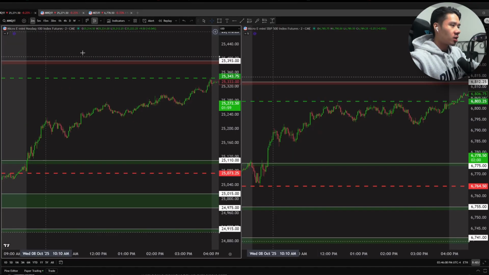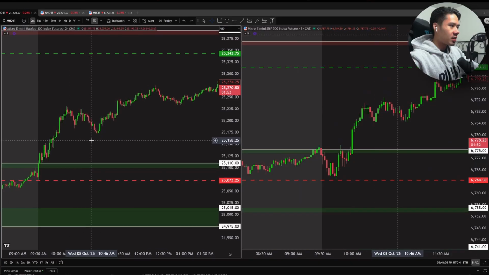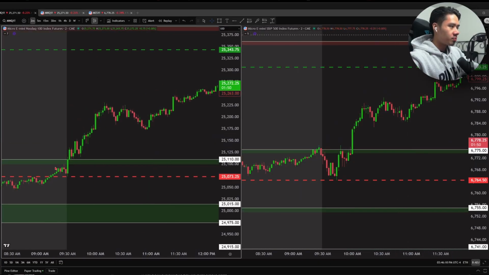When I go back to the 2-minute chart, this is exactly what I saw. The Nasdaq just broke above the pre-market high right there. That was my level, and then it just gave me a retest. This is the break, this is the retest. I took my position right there and I just rolled it up to 3 to 1.